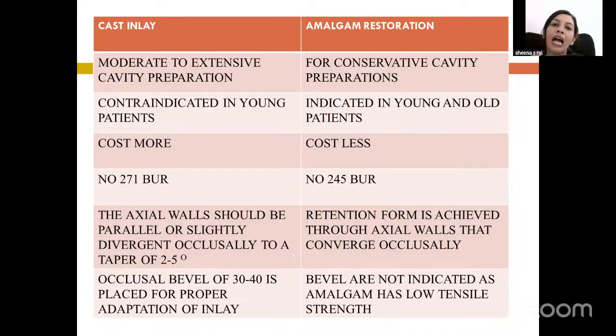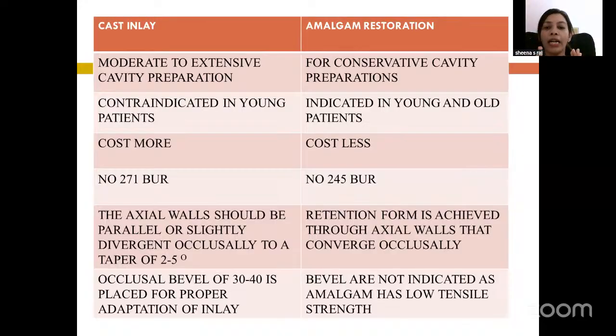Of course, cast inlays cost more, because it is an indirect technique where we do impressions, take them to the lab, etc. Amalgam, of course, costs less. Now the burs, very important. We know that the 245 bur is used for amalgam, right? But the 271 bur is used for cast inlays.